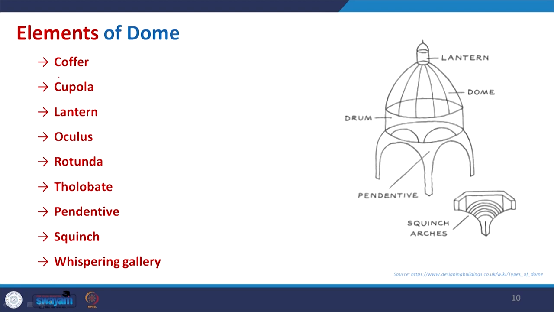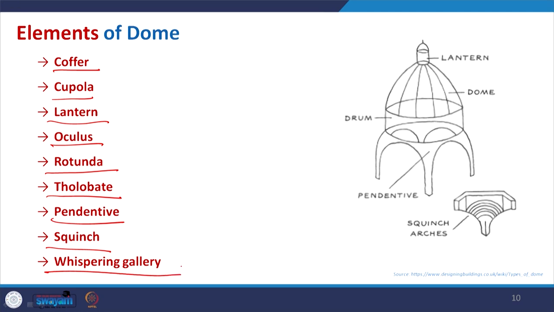Now, coming to the elements of a dome. Here you have some information that is a little bit different from the vault component or the arch. We have coffer, cupola, lantern, oculus, rotunda, tholobate, pendentif, squinch and whispering gallery. What exactly are they? Though the names are a little difficult to remember, I know, by looking at the photos we will try to identify what exactly they are, and I am sure we can get an idea of the forms and the names and what they mean.